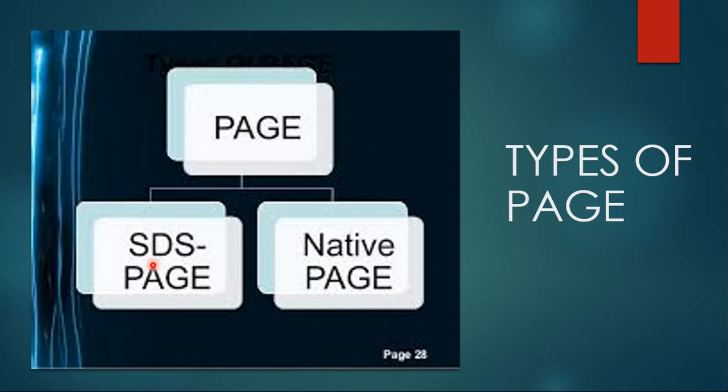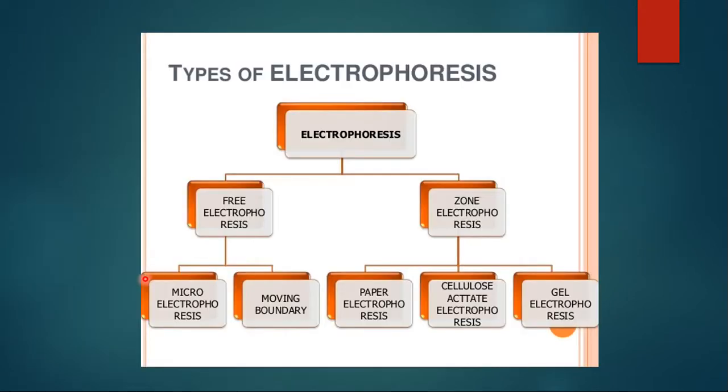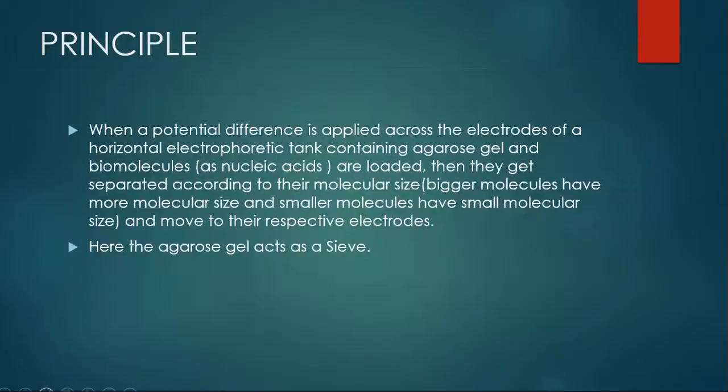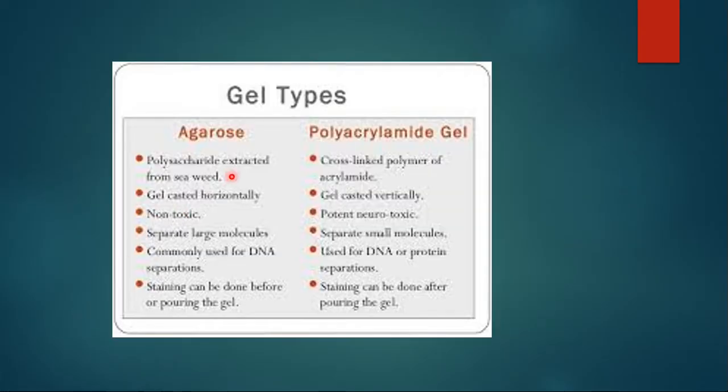Okay, so that's all about the types of PAGE, and let's have a quick look at the differences between agarose gel electrophoresis and PAGE. See here. As I told you, agarose gel is made up of polysaccharide extracted from seaweed, that is agar, and polyacrylamide gel is a polymer of the acrylamide component, isn't it? The agarose gel is cast horizontally, and majorly we have PAGE vertically. We have seen at last it's vertical. Then agarose is non-toxic, and polyacrylamide is potentially neurotoxic. Agarose gel is non-toxic and safe to use, but polyacrylamide is toxic in nature, so we have to be very careful.